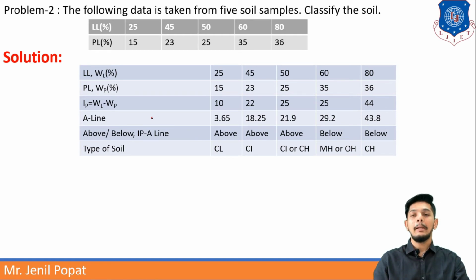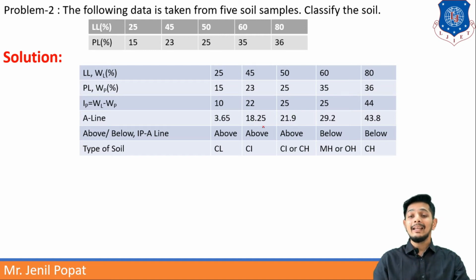0.73 (WL minus 20). According to that, the values are like this. Now I have to decide in all cases if it is coming above or below the IP A-line. So let us talk about the first case. Here the A-line equation gives 3.65 and my IP is 10, so it is clearly above that.